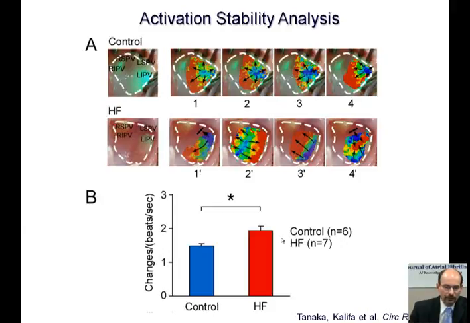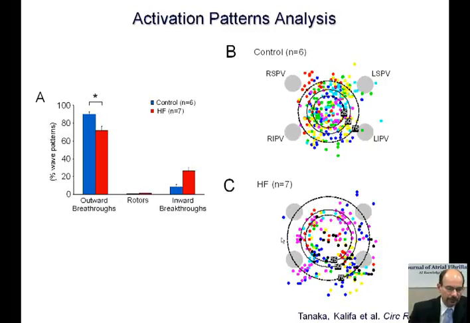We looked at that in more detail, and we first noticed that most of the activity seen during atrial fibrillation in those hearts was of the breakthrough type. However, there was a difference between the control and failing hearts. As for the outward breakthroughs, those going outside of our field of mapping, most of them were seen in control hearts. However, for the inward breakthroughs, those propagating mostly towards the center of the posterior wall of the left atrium, most of them were in failing hearts.